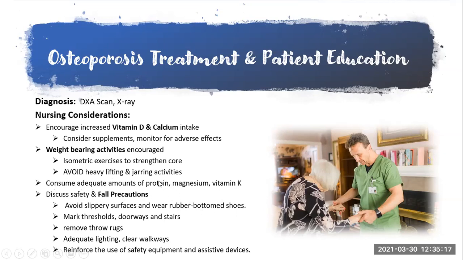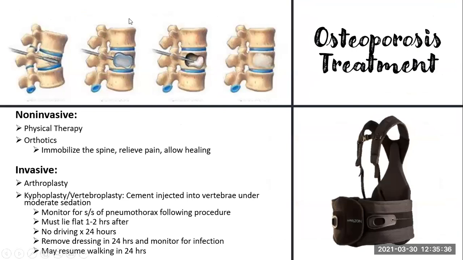Fall precautions. Obviously, if these people have osteoporosis, they're going to be at high risk for fractures. So you need to protect the patient, teach them about fall precautions, how to wear appropriate shoes, removing throw rugs. You guys should already know about fall precautions at this point. Treatment options. Obviously, physical therapy is always an option.